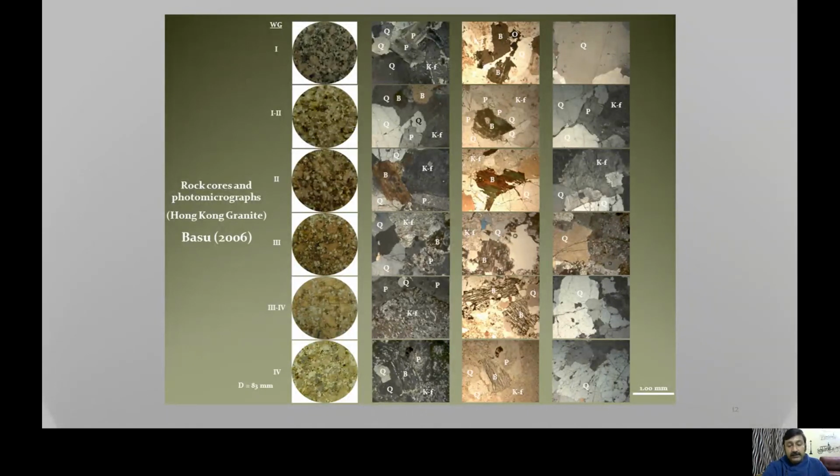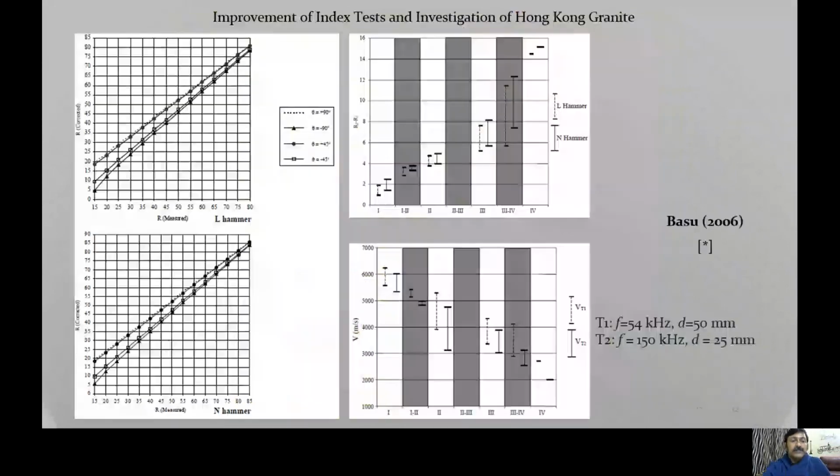I'll go one by one about different index tests and the subsequent improvement that we were able to come up with. So first, if we talk about the rebound hammer, it is a very useful tool, and the rebound index or rebound value is a very good rock index that could be utilized to categorize the weathering grades.